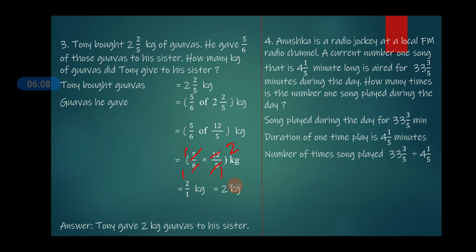Both are mixed numbers, so the next step is to convert the mixed numbers into improper fractions. We get 168/5 divided by 21/5. When the division sign is there, we change it into a multiplication sign in the next step, and after the sign we put the fraction in its reciprocal form. So here we write down 168/5 multiplied by 5/21.